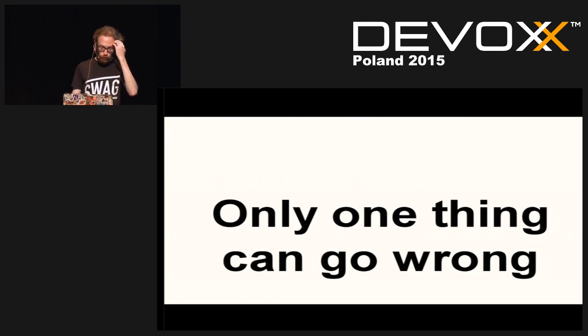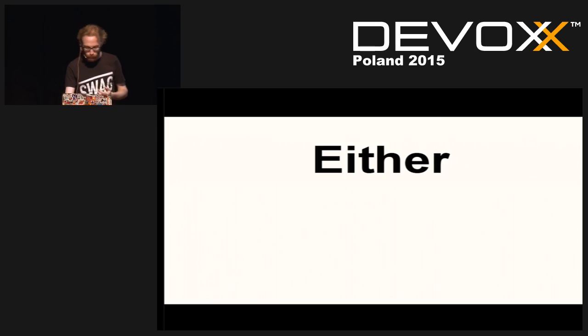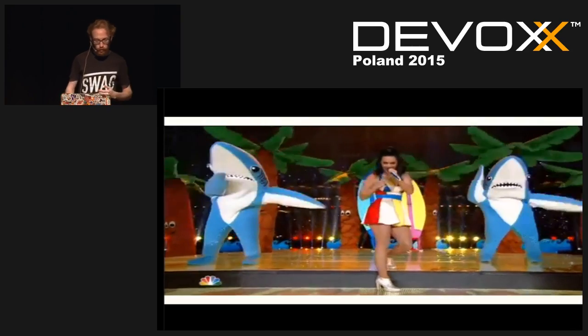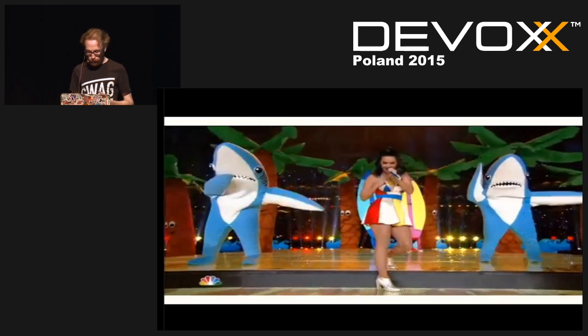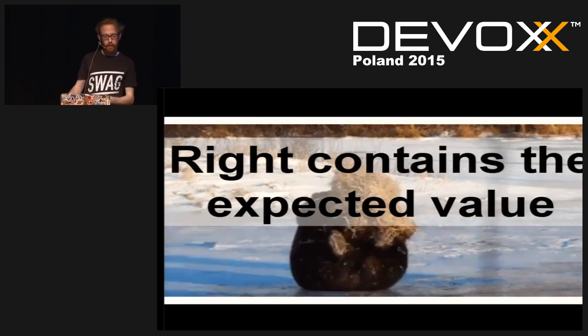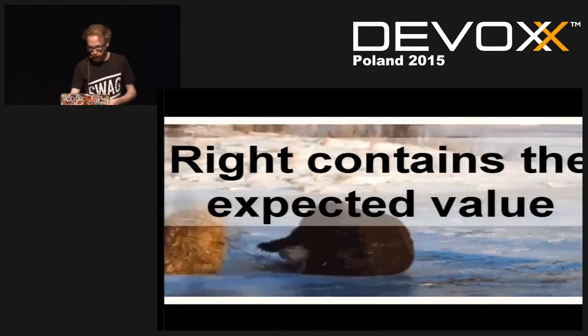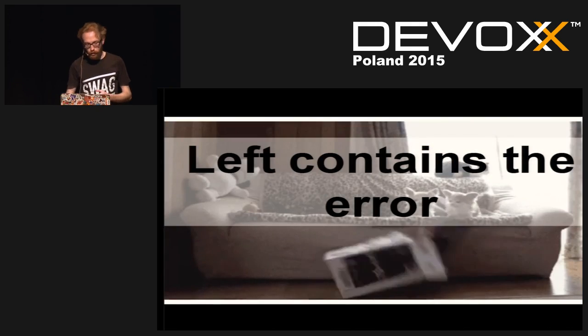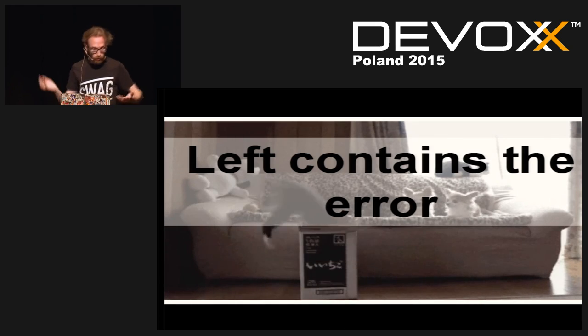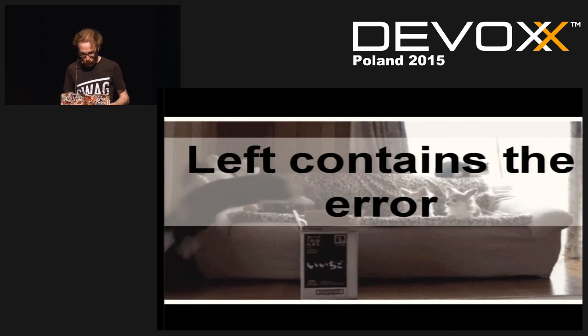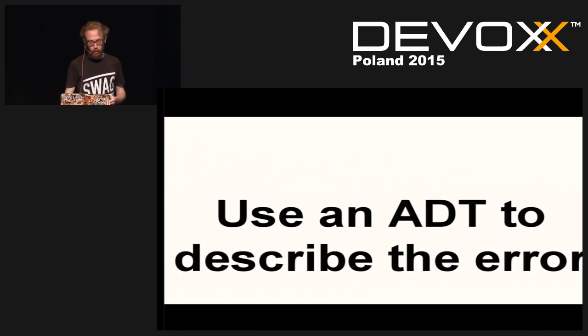If you want more information, there is Either. Either is defined in the standard library. With Either, you've got either a left or a right. By convention, right contains the expected value, and left contains the error. So the expected value is the expected value, nothing to talk about. To describe the error, you can use an ADT, maybe just an enum, maybe a full-blown ADT.